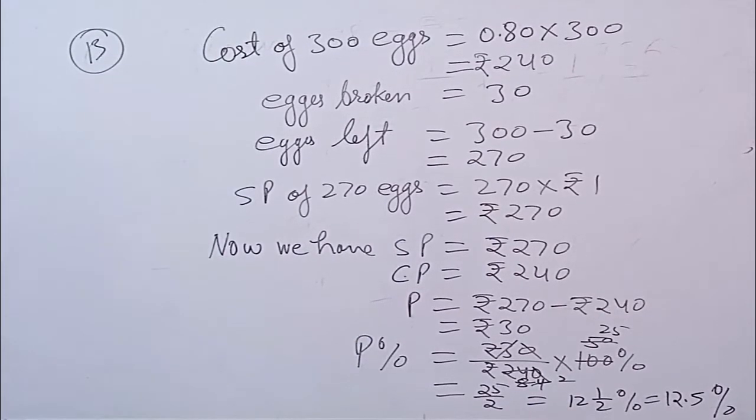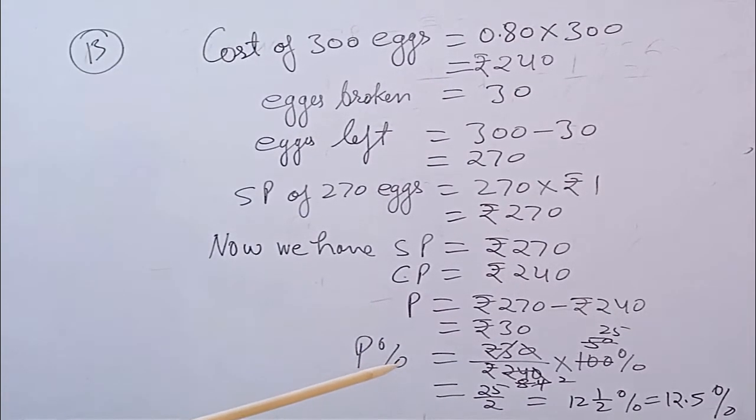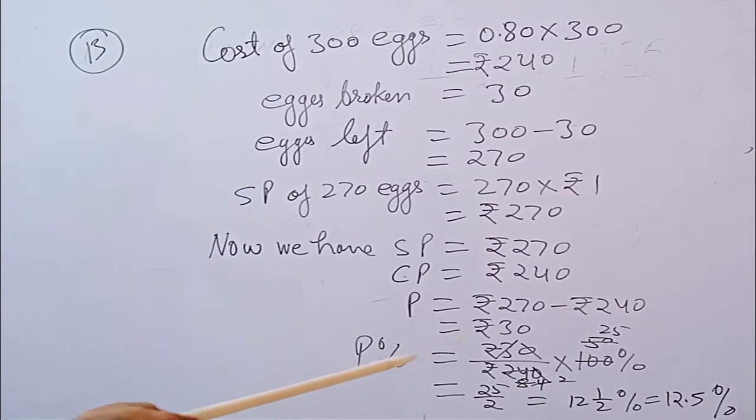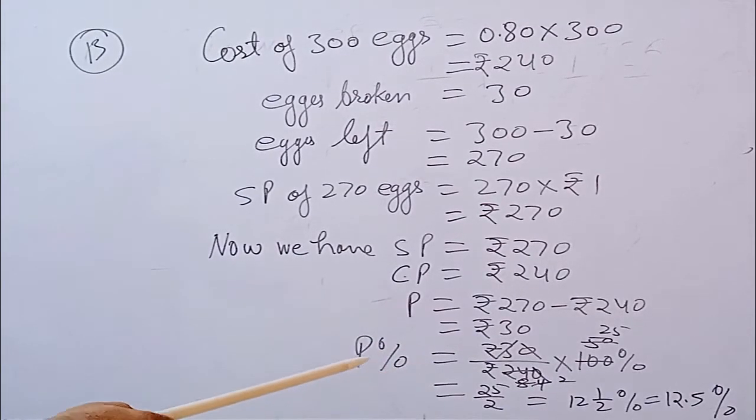So what is the profit percent? Profit percent equals the profit upon the cost price, that is 30 upon 240, into 100%. Solving this calculation, we get 25 upon 2, that is 12.5%. So in that manner you will do the sum number 13.